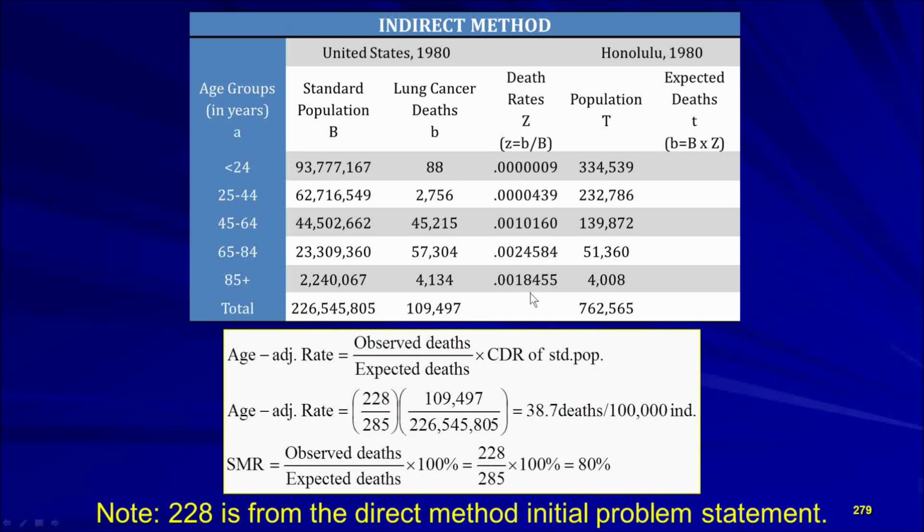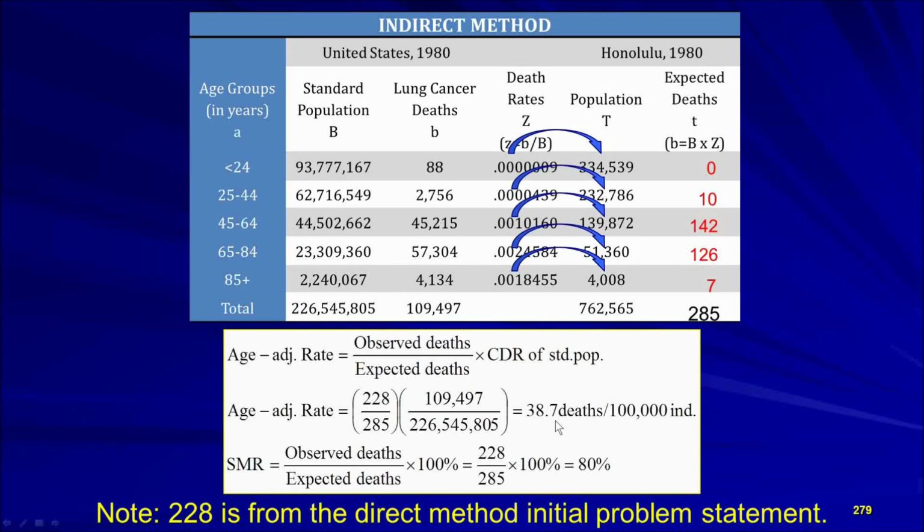We divided these two to come up with all of these, and watch the next step. Okay, it's no different than what you did before for coming up with an expected value, right? So we ask, what are the observed deaths from the problem? Remember, from the problem it was 228 that were specified. Okay, and we've got to come up with the expected deaths, and from this problem it's 285. Then we're going to do a multiplication, and here's where we're doing the adjustment. We're taking into account the lung cancer deaths for the U.S. population. We're taking into account the total population, and after you do the math, and you should do it, we come up with 37.7 deaths per 100,000 individuals.